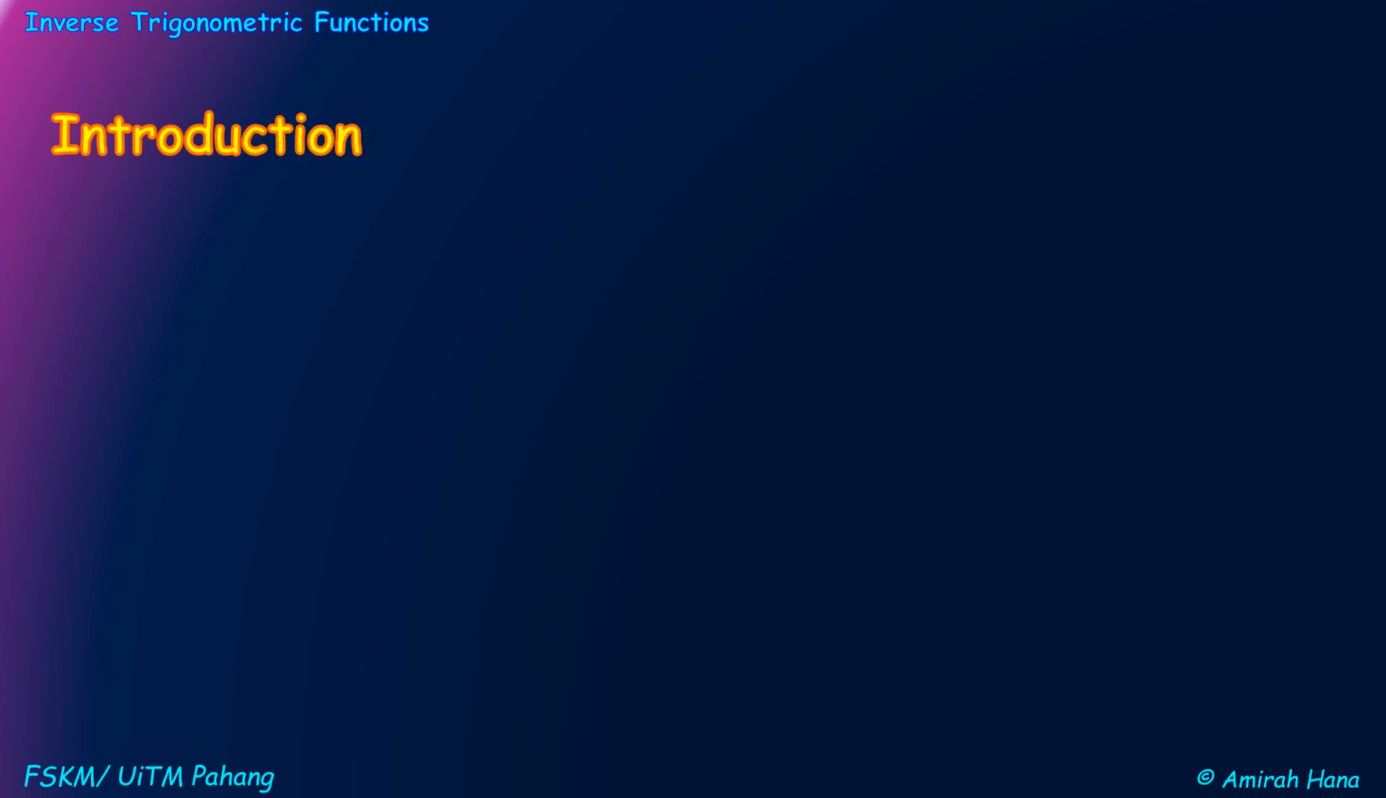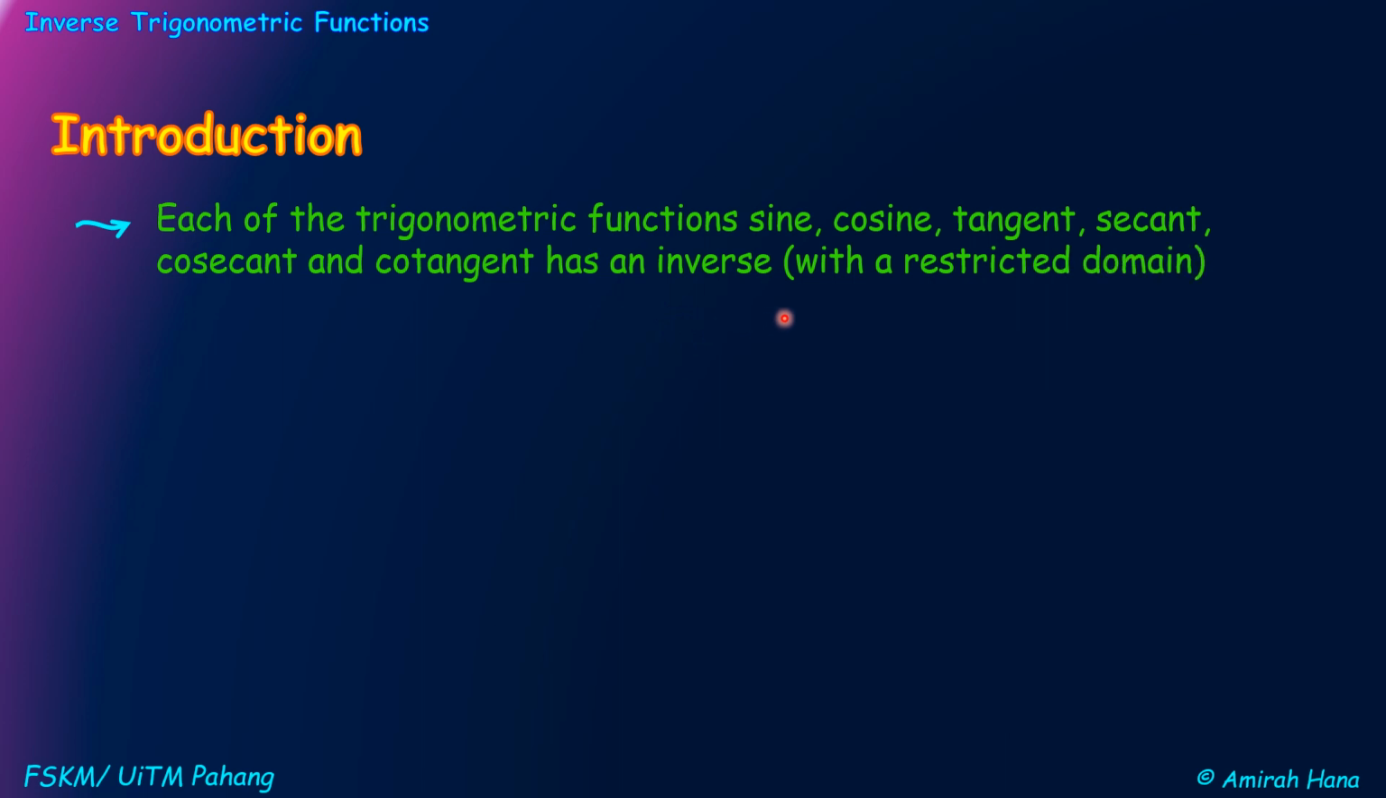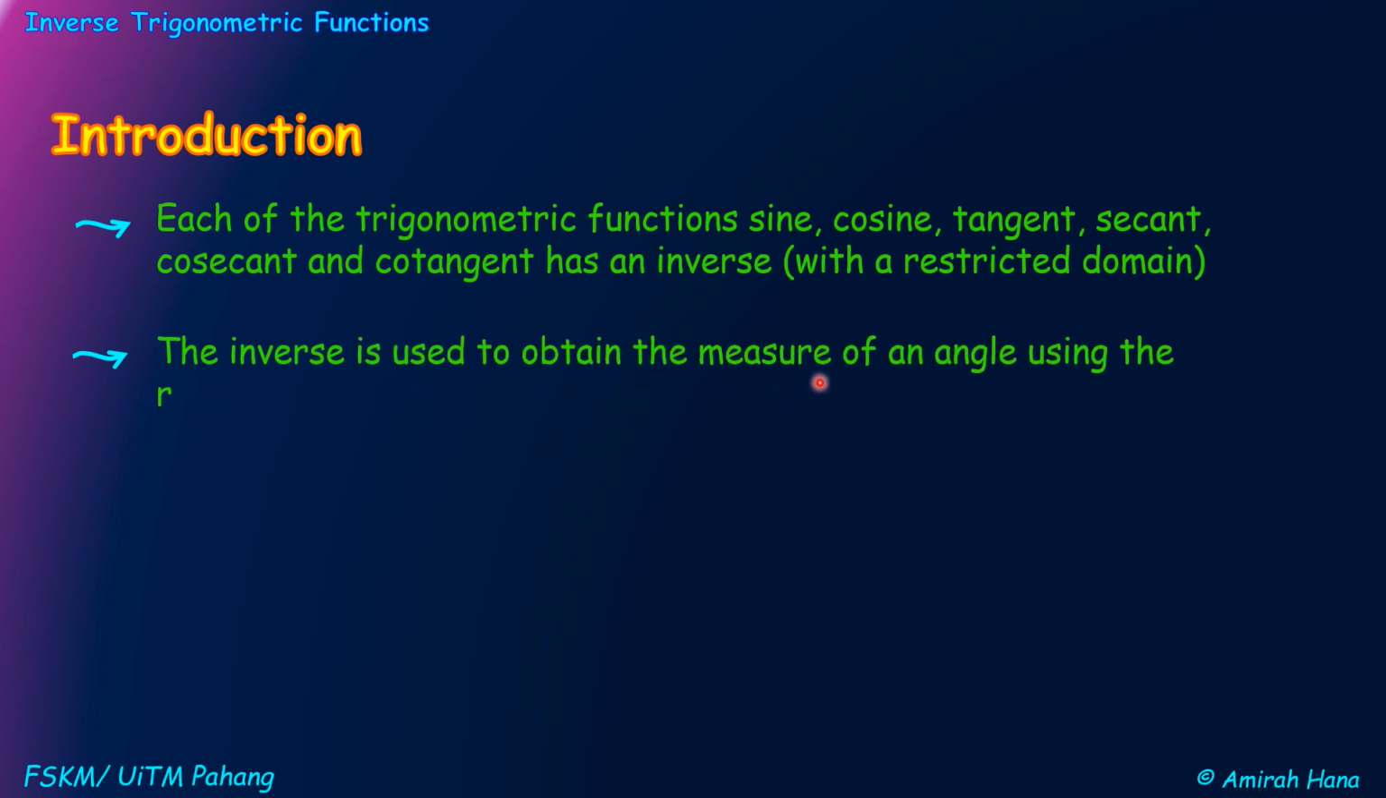Before we go further, first we got to know about the inverse trigonometric function. Each of the trigonometric functions, sine, cosine, tangent, secant, cosecant, and cotangent, has an inverse with a restricted domain. The inverse is used to obtain the measure of an angle using the ratios from basic right triangle trigonometry.